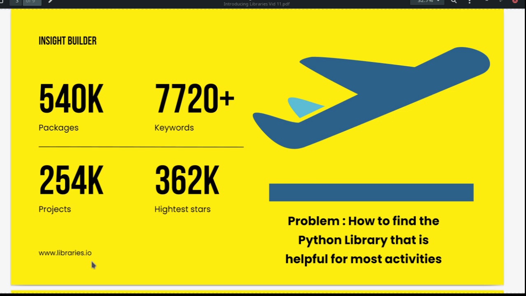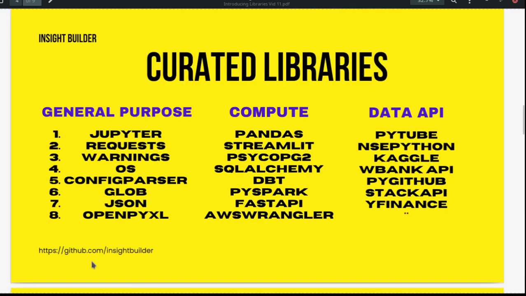However, our challenge is how to find the libraries that are most helpful for the activities you are planning, because you are doing some project and you want to know which libraries to use. So I have curated a set of libraries under each category. First and foremost is the general purpose category. I have listed 8 libraries here. You might have a difference of opinion, however, these libraries are extremely useful when you are going to work with Python projects.